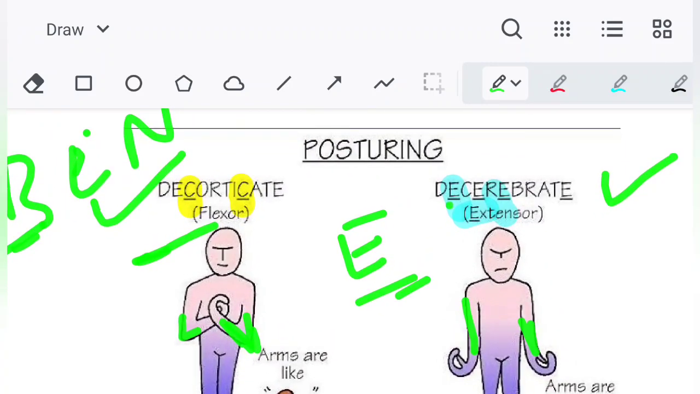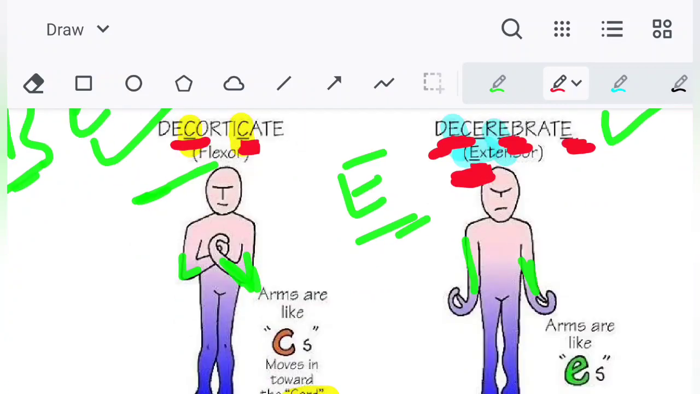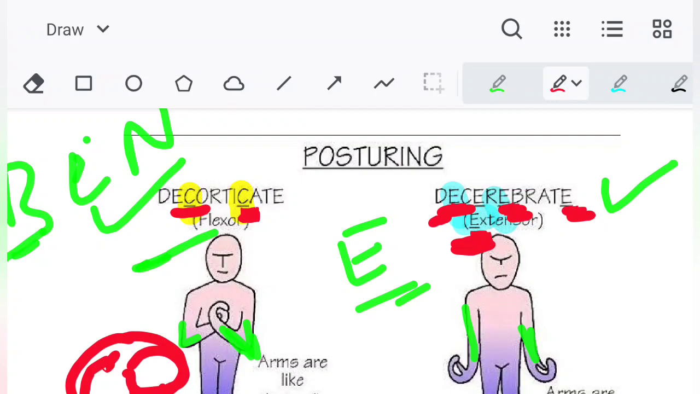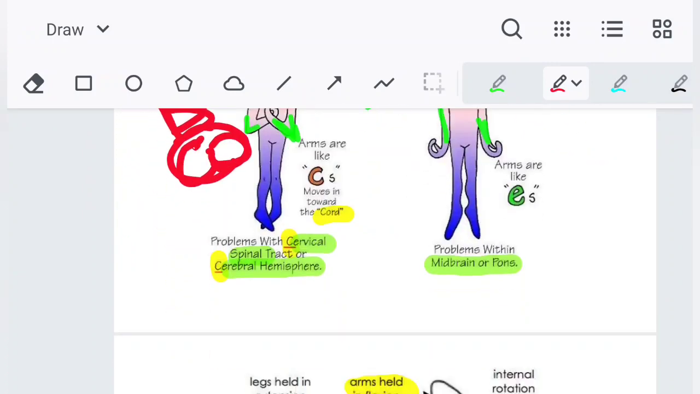See here, in decerebrate there are two E's, right? There are two E's, so extension. Remember like this, there are many E's in this, so it is extension. And here many C's are there in decorticate, so arms are like C, bended like C. So this is bends or withdraws, that is flexion in response to pain, and this is extension in response to pain. So this is decorticate position, that is decerebrate position.